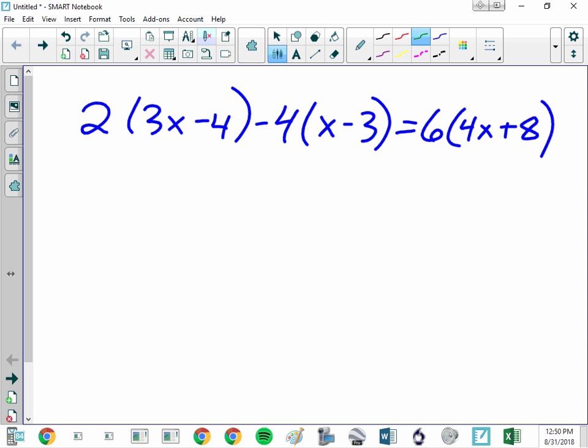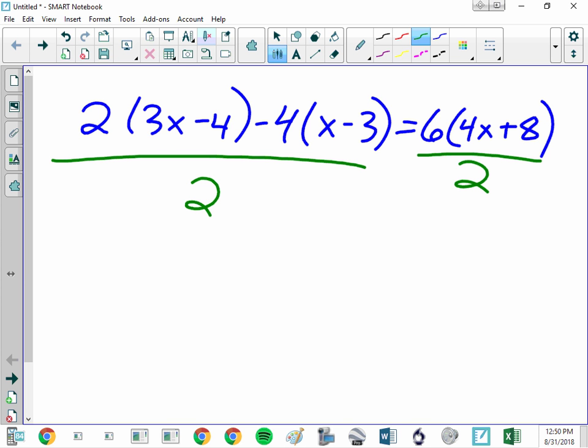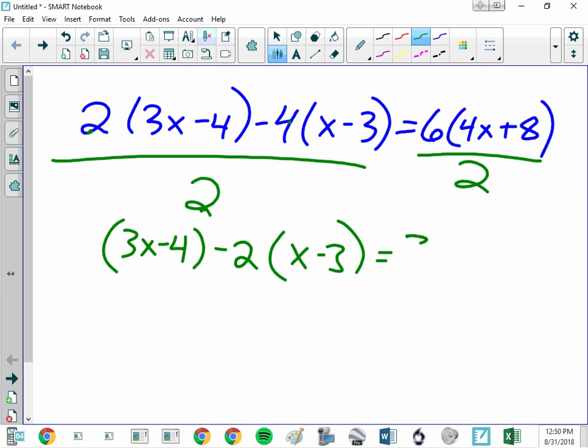Divide everything by 2. And am I allowed to divide this side by 2? As long as I divide the other side by 2. And 2 divided by 2 is 1. So I just get 3x minus 4. And then 2 going into the 4 is negative 2 times x minus 3. And then 3 times 4x plus 8. Okay, that just made things a little bit easier.